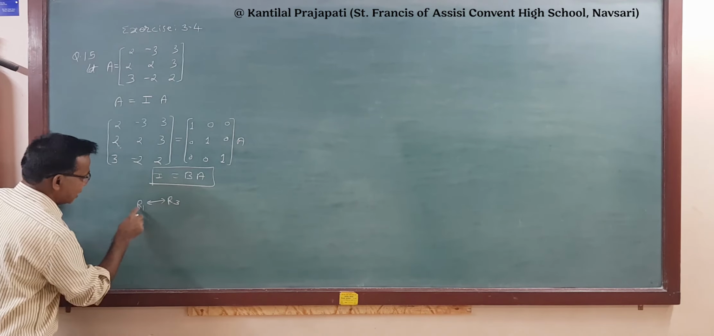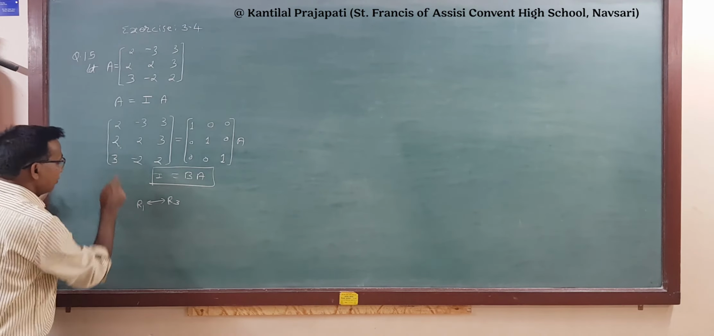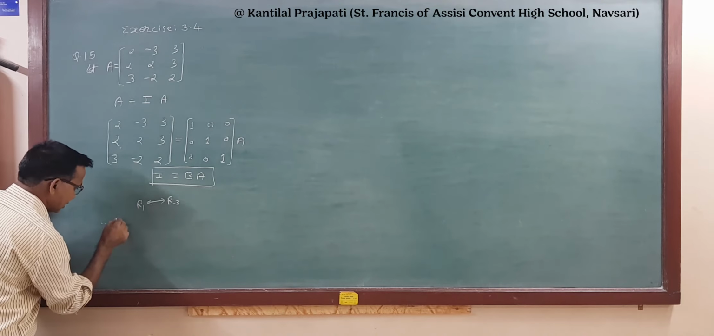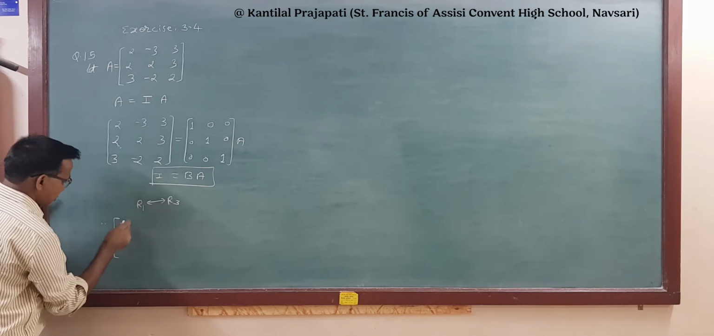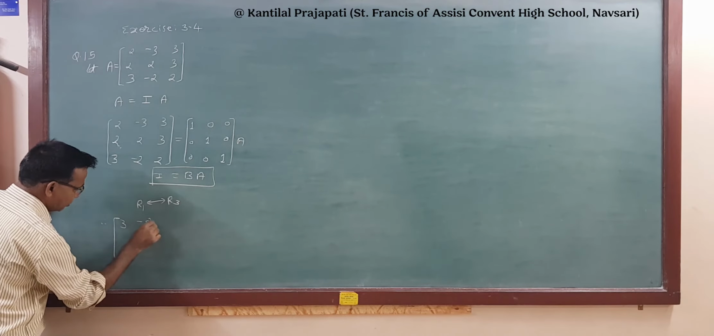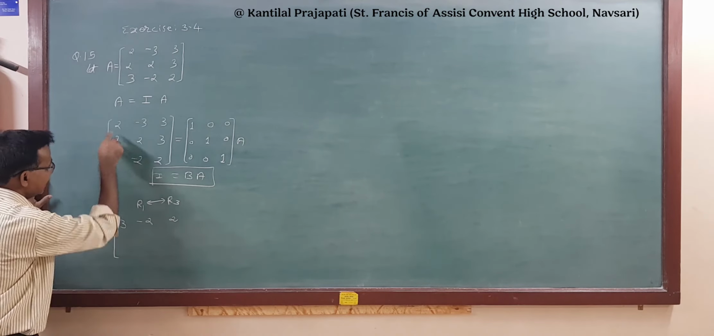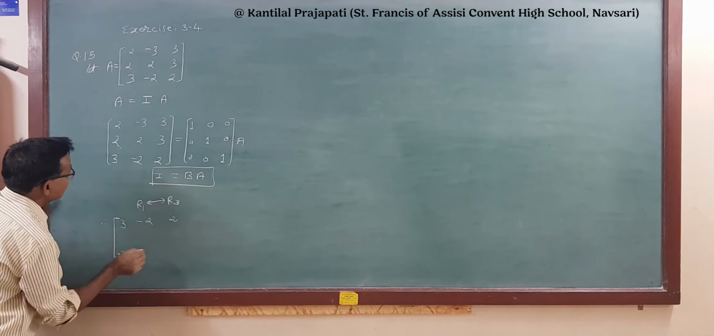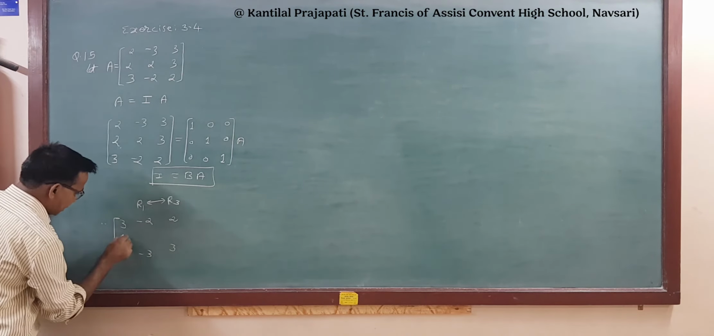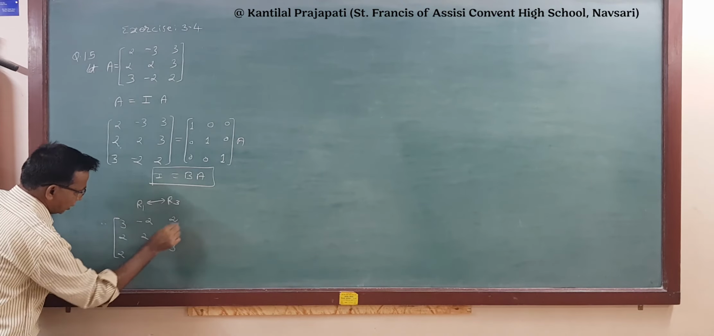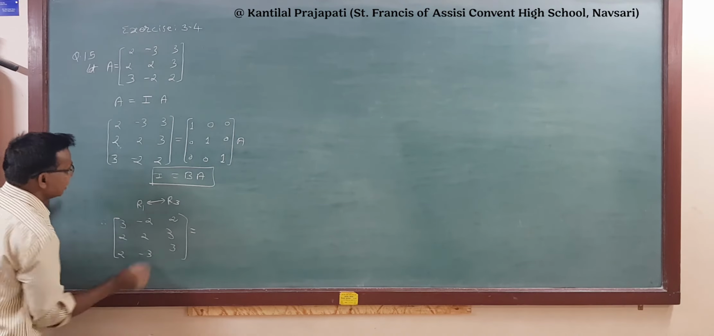So we have to change first and third row. So now, by applying this elementary operation, the third row becomes the first row. Here 3 minus 2, 2. Then the last row will be 2 minus 3 and 3. Second row is as it is 2, 2, 3 is equal to.